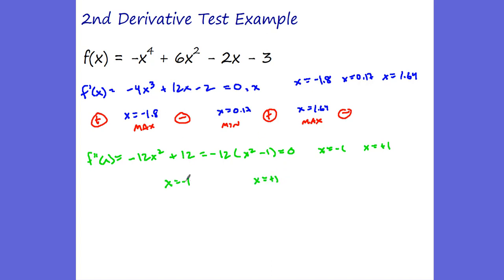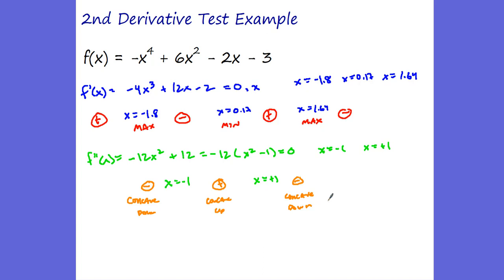And now we're going to plug in numbers, a number less than negative 1, like negative 2, and we end up getting a negative value. And then over here, we're going to plug in 0. We end up getting a positive value. We plug in greater than 1 into my second derivative function, and we get negative, which means this is going to be concave down. This is going to be concave up. This is going to be concave down.